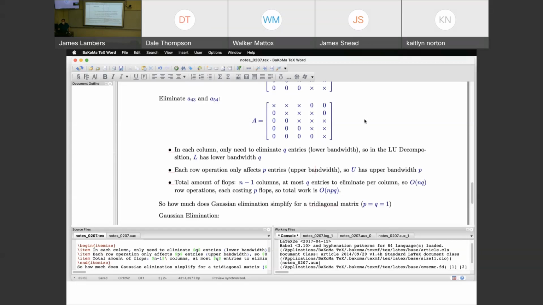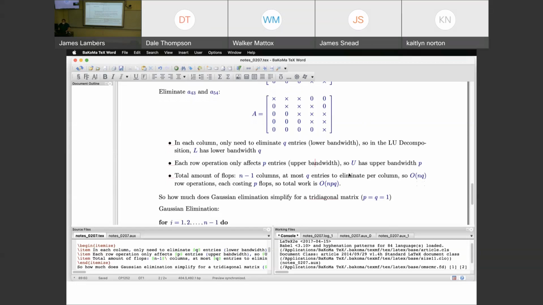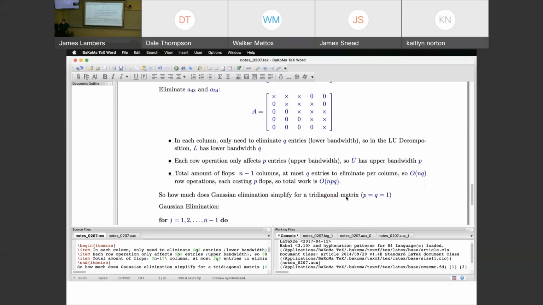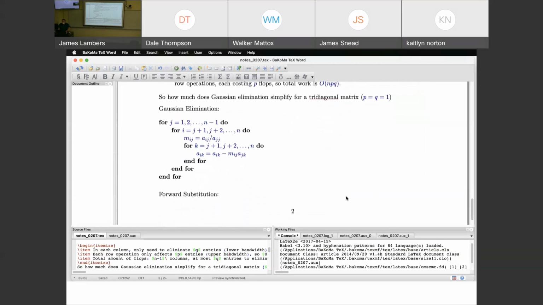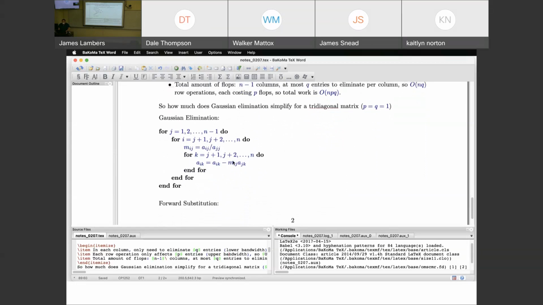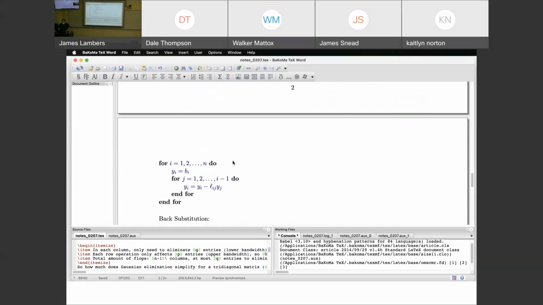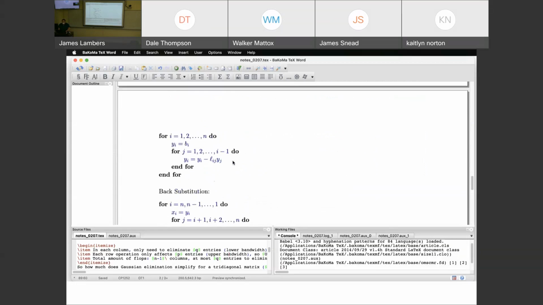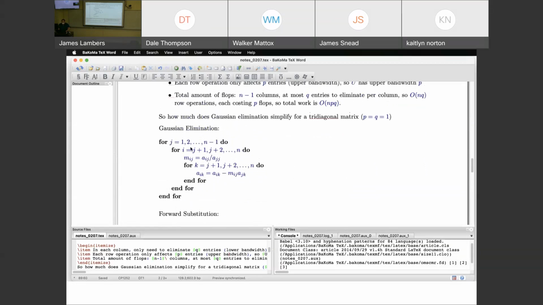Now what I'm going to do is show you just how much the algorithms, Gaussian elimination, forward substitution, and back substitution, simplify for a banded matrix, or in particular a tridiagonal matrix. What I have here are the original algorithms, first for Gaussian elimination, forward substitution, and back substitution. That's for the general case. Here we have 3 levels of nested loops, so it's an order n cubed algorithm.